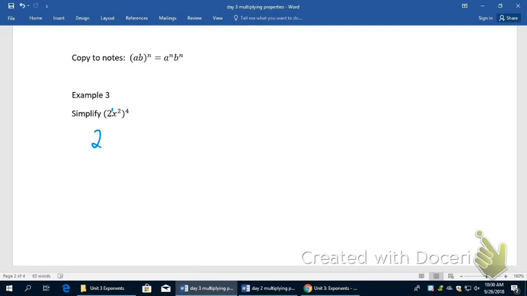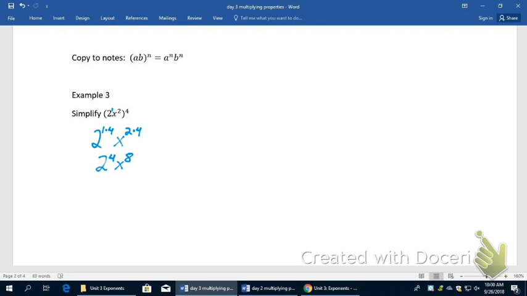So 2 to the 1st to the 4th would be 2 to the 1 times 4. So the first power right here got multiplied by 4. x to the 2nd times 4, because the 2nd power gets multiplied by the 4 as well. Now you just got to simplify that, where it's going to be 2 to the 4th, 1 times 4, and x to the 8th.